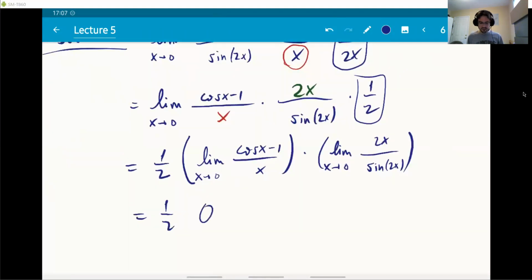This first one is exactly the fundamental limit for cosine. And the second one is the one for sine, where you have a number inside, the 2, and you also have it flipped. But that's okay. This is equal to that limit, as I remarked. So the final answer here is 0.